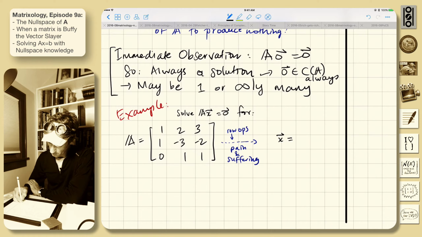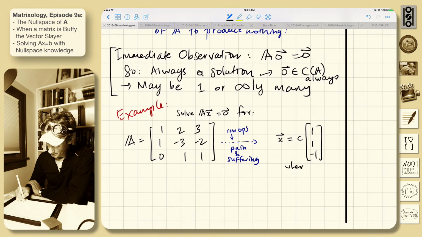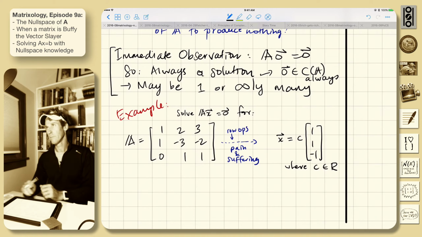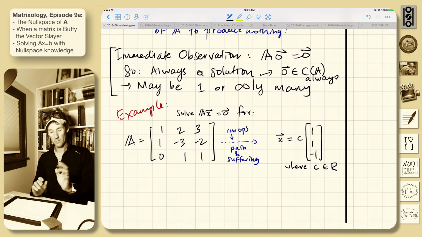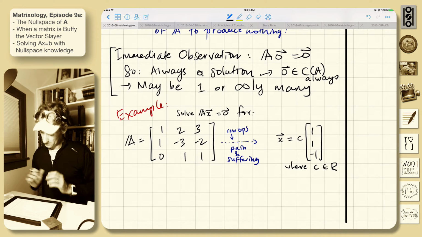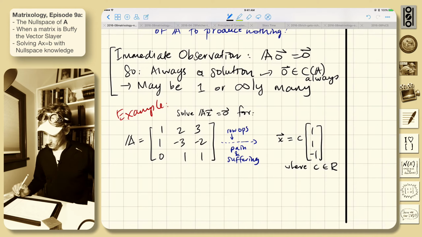X equals C times (1, 1, minus 1), where C can be anything. Now, it's possible there are more solutions, but this is actually it, in this case. So we obtain this, and if we look at this, let's see how it works.